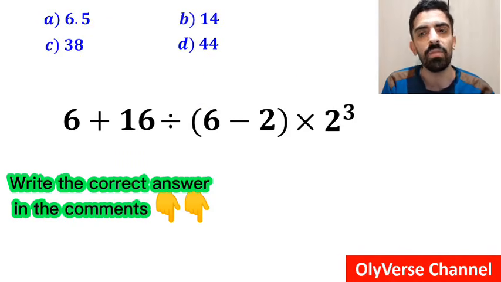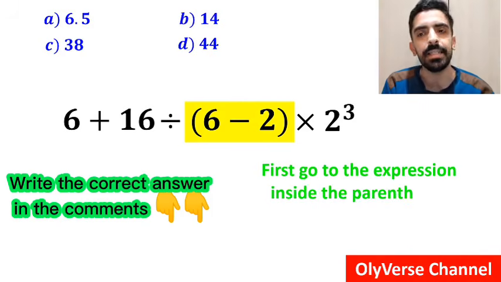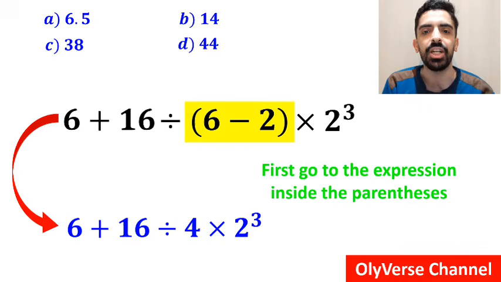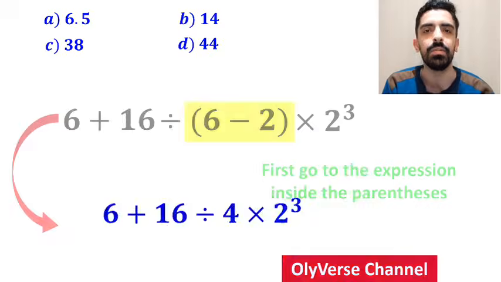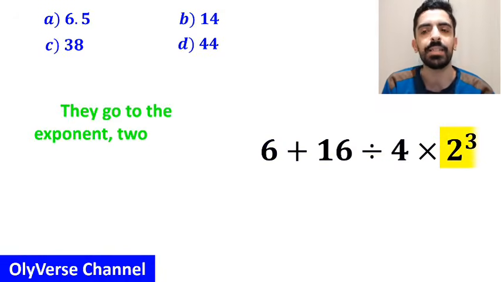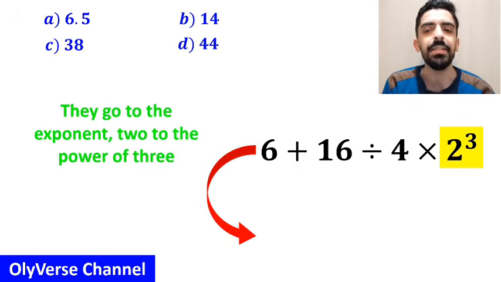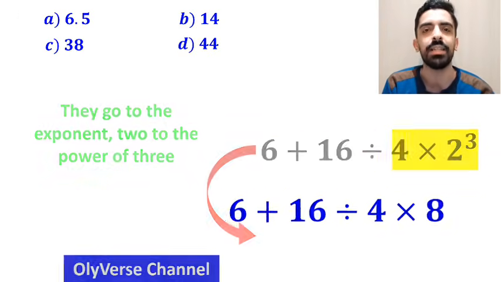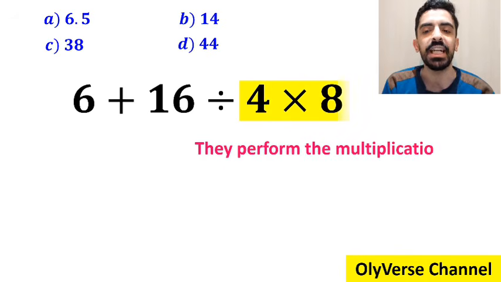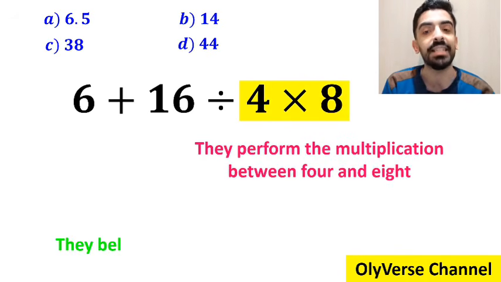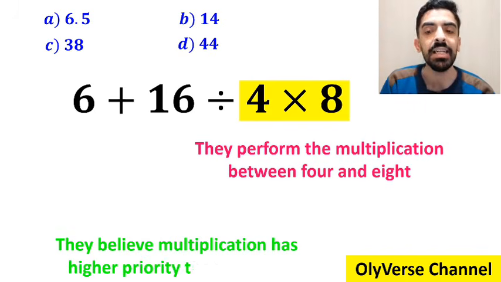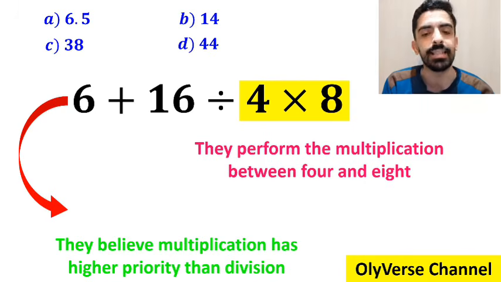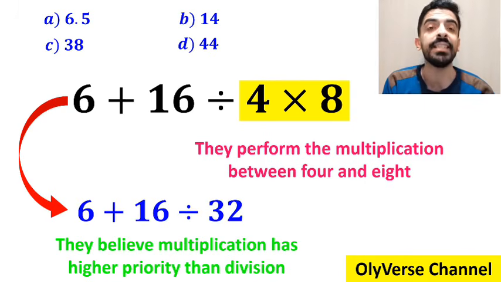Also, some other people, when solving this question, first go to the expression inside the parentheses, and instead of this expression, they write 6 plus 16 divided by 4 multiplied by 2 cubed. In the next step, they go to the exponent 2 to the power of 3 and simplify this expression to 6 plus 16 divided by 4 multiplied by 8. Then, they perform the multiplication between 4 and 8 because they believe multiplication has higher priority than division. So, instead of this expression, they write 6 plus 16 divided by 32.